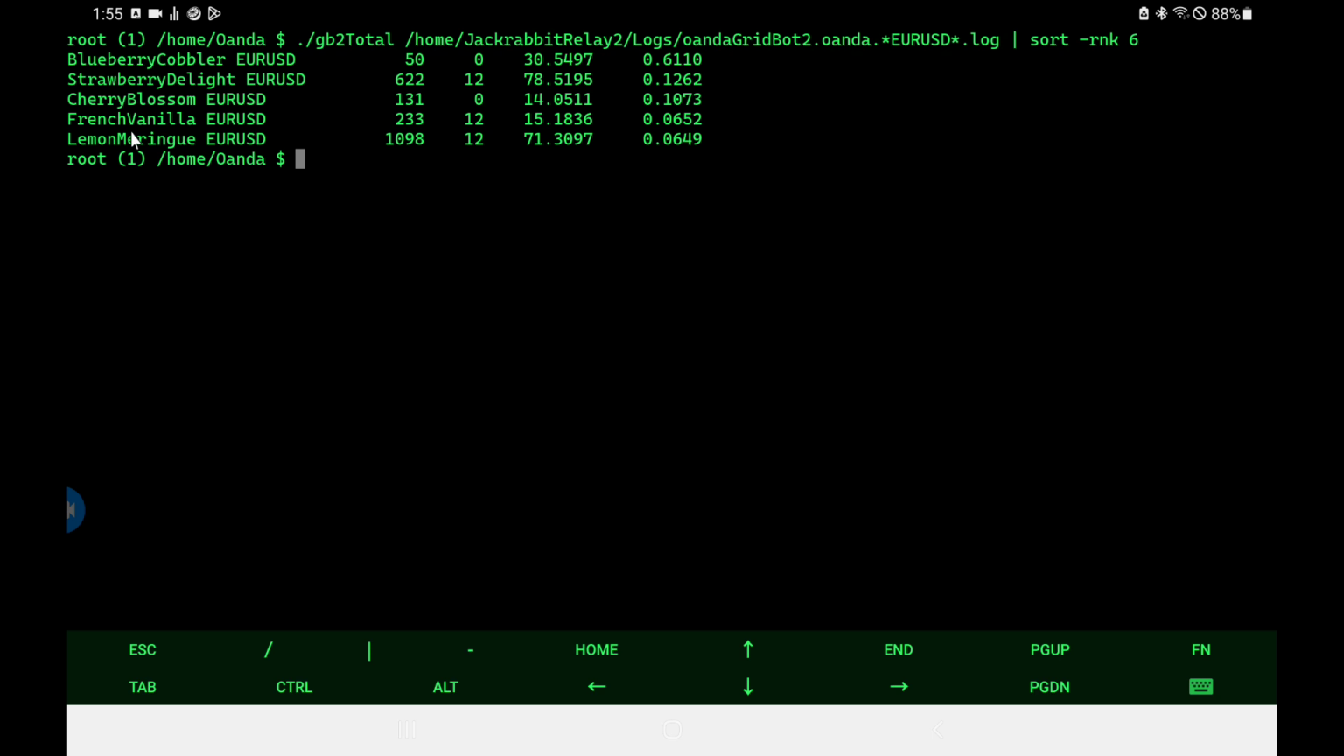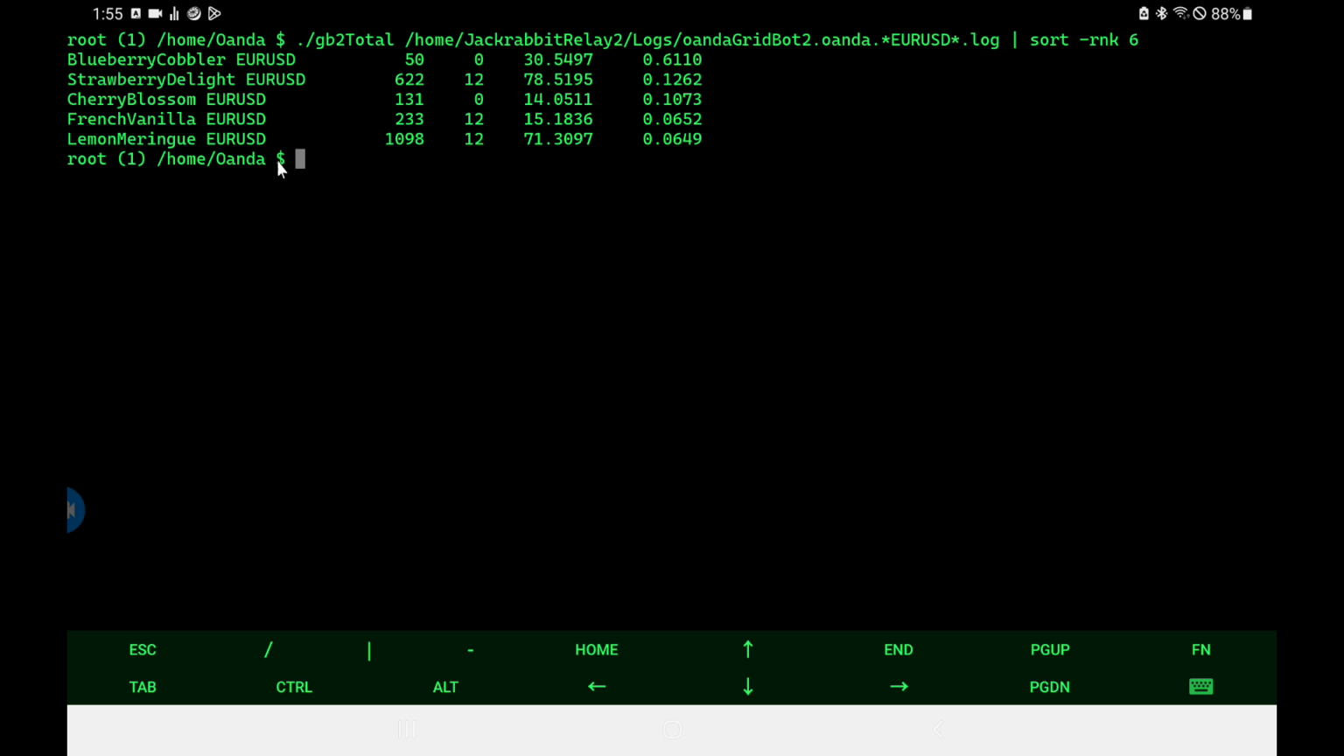This particular account pair has 10 levels. That's it, 10 levels. It's done 233 total trades. It's taken 12 stop losses, and it currently has a net profit of $15. And it averages about 6 cents per trade.